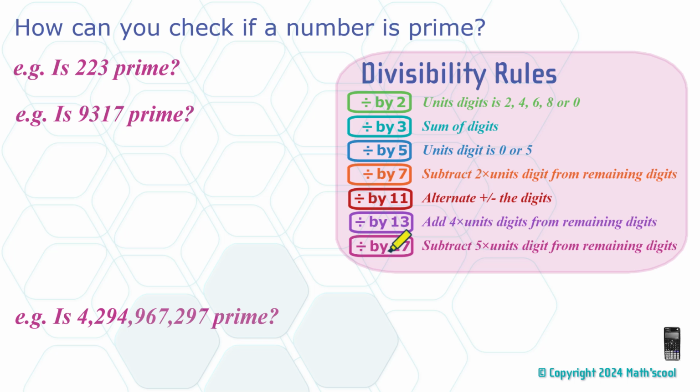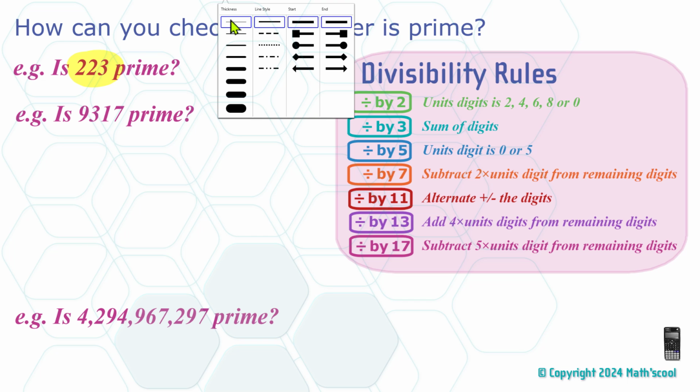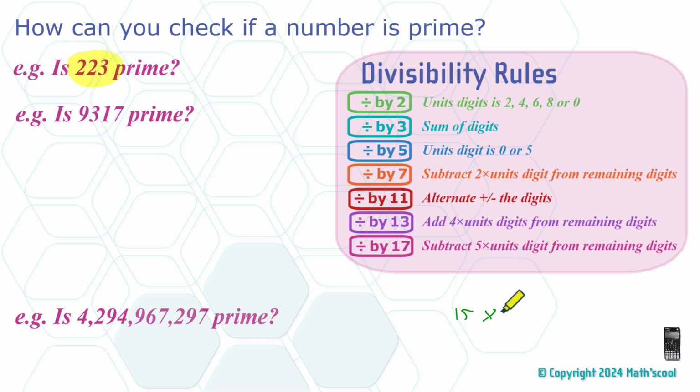And how far do we need to go? Well, as a guide, if you can get a rough idea of what the square root of that number is, that will tell you how far to go. So in this case, 223, well, I know that 15 squared is 225.